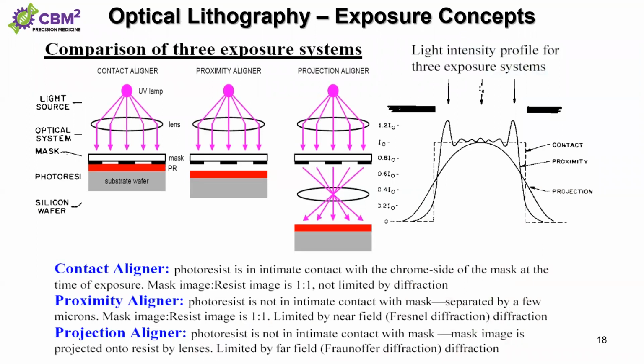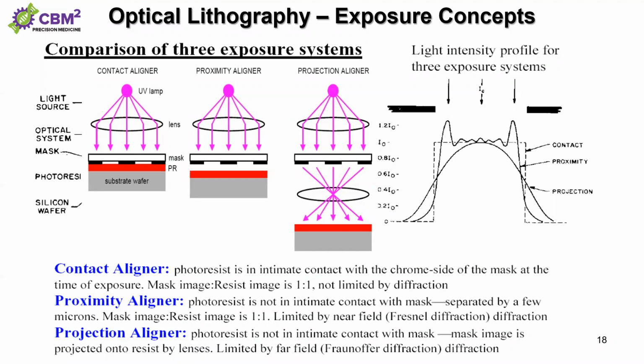Once we spin coat the photoresist and put the mask, the next step is the exposure. The exposure process means we shine light through the mask onto the substrate coated with the photoresist. Overall, there are three different exposure systems. You use a contact aligner, a proximity aligner, or a projection aligner.